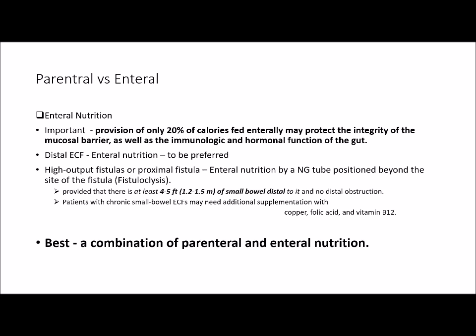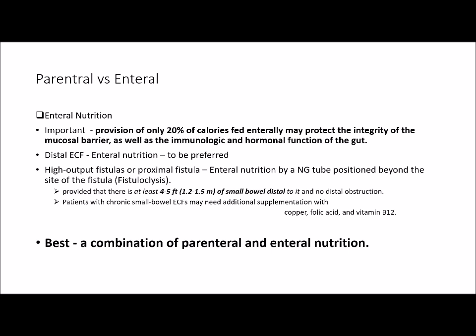If you have a distal ECF, enteral nutrition is to be preferred, basically meaning ileal. Or even if you have a high output fistula, we just now said parenteral nutrition would be preferred. But even in such scenarios, after the volume has come down, you can give this patient enteral nutrition by a nasogastric tube positioned beyond the site of the fistula, what is known as fistuloclysis, right? So basically, you're delivering something into the distal limb directly, either per abdominally or through a nasogastric tube. So the fistula is opening, you put in a tube which is maneuvered into the distal limb, and then you start giving this patient nutrition through that particular tube. So you're basically delivering the nutrients into the distal limb, right?